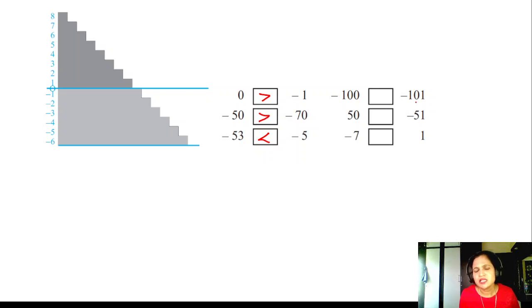Minus 100 and minus 101, which is greater? Minus 100 is greater. And when plus and minus signs come, positive numbers are always greater than negative numbers. Like this.